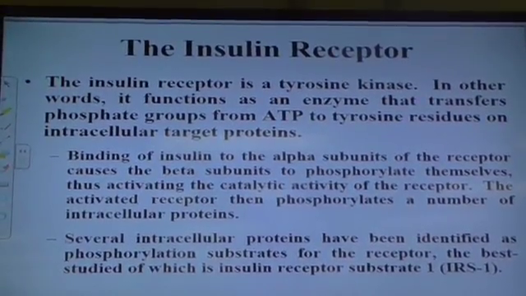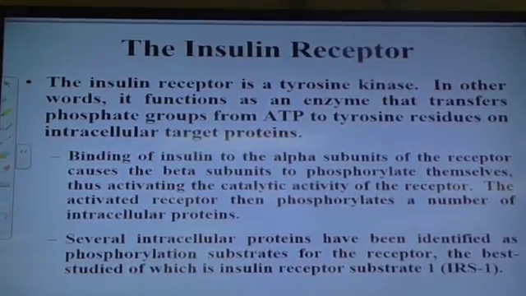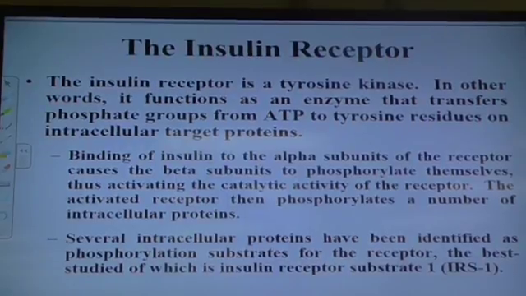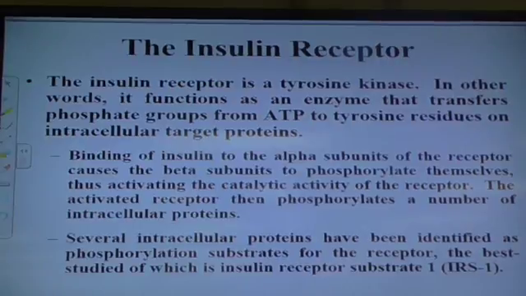Now, the binding of insulin to the alpha subunits causes the beta subunits to phosphorylate themselves, and that activates the catalytic activity of the receptor. So that activated receptor then phosphorylates a number of intracellular proteins, and then you can use these to basically act as substrates for different things that are in there. Also, you're releasing ATP, so you get energy from them, and all this type of thing.